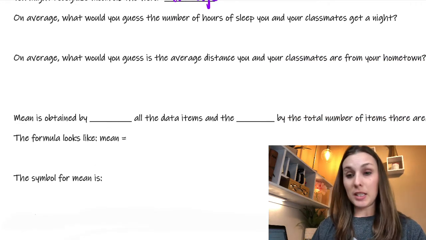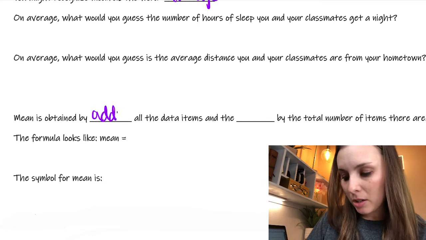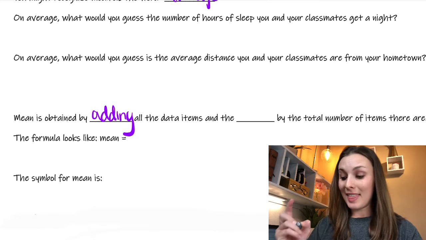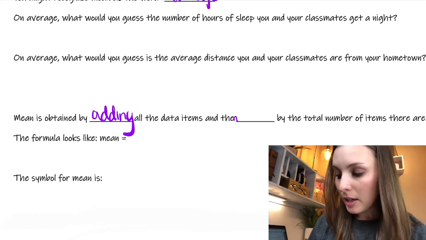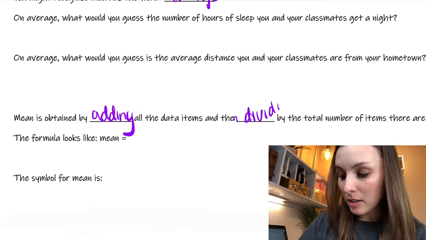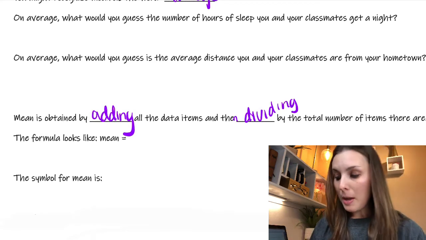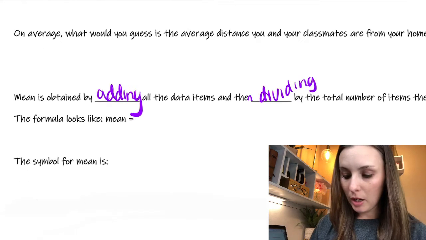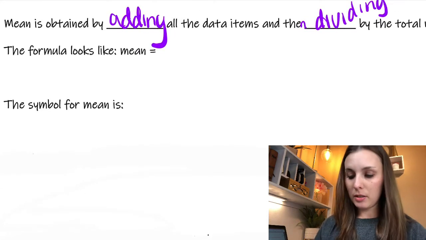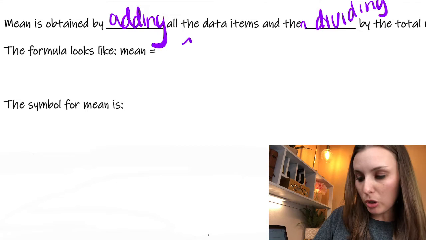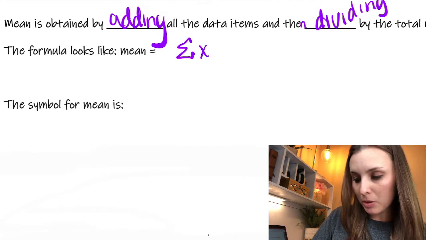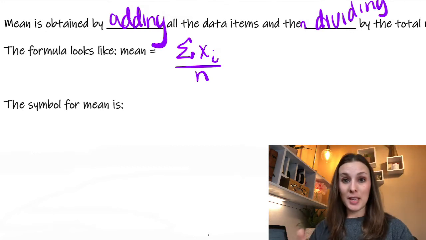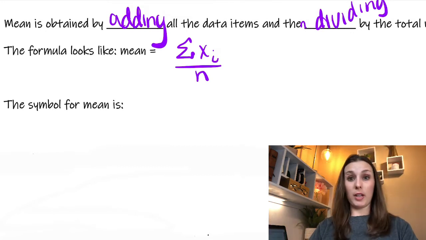Mean is obtained by adding all your data items and then dividing by the total number of items in the set. So the formula for mean looks like this crazy symbolism, and what it means is the wording above it.